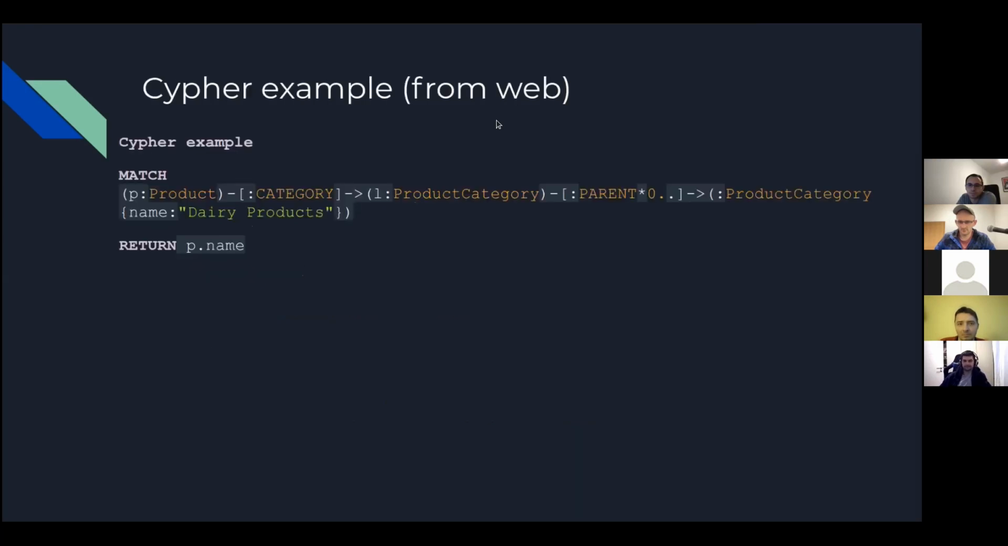And here's an example of Cypher. So what does this query do? It says find all the products that either belong to a category called dairy products or are in a subcategory, so one of their parent categories is called dairy products.